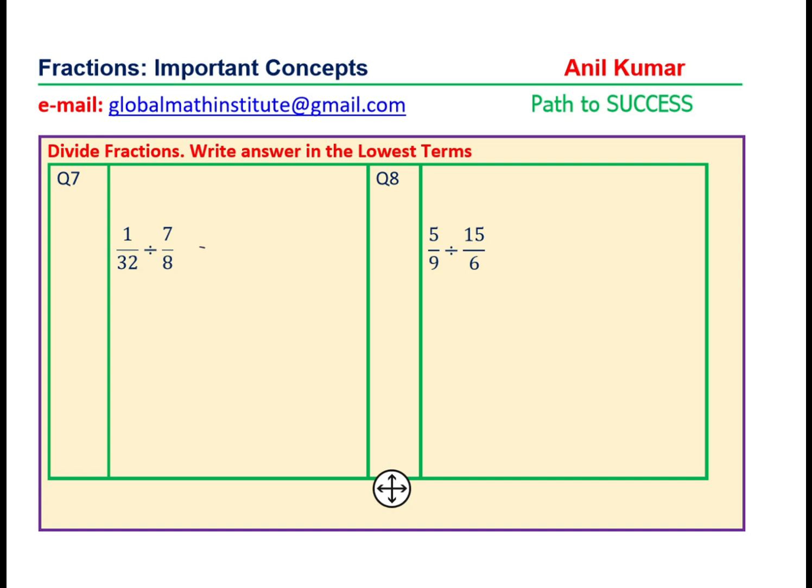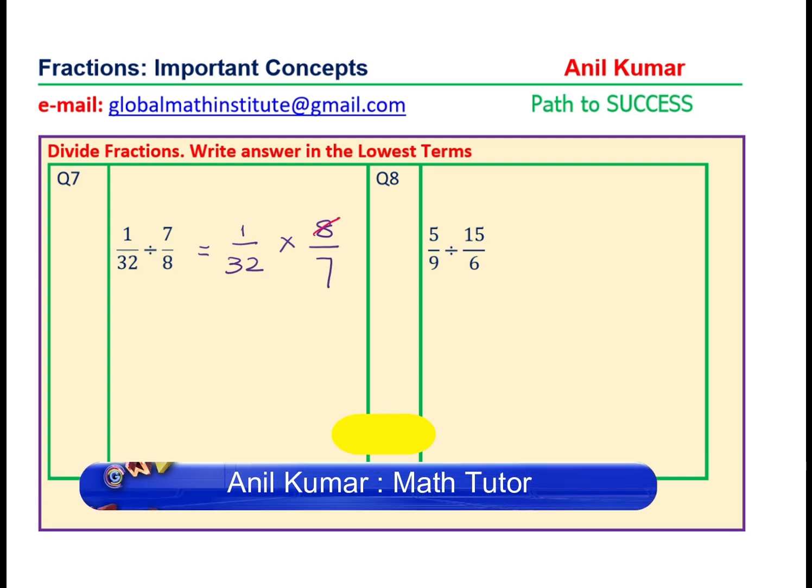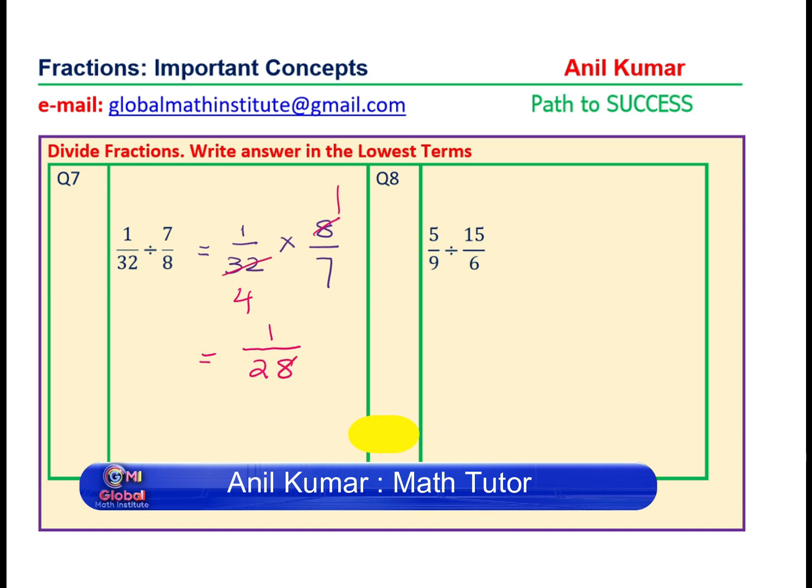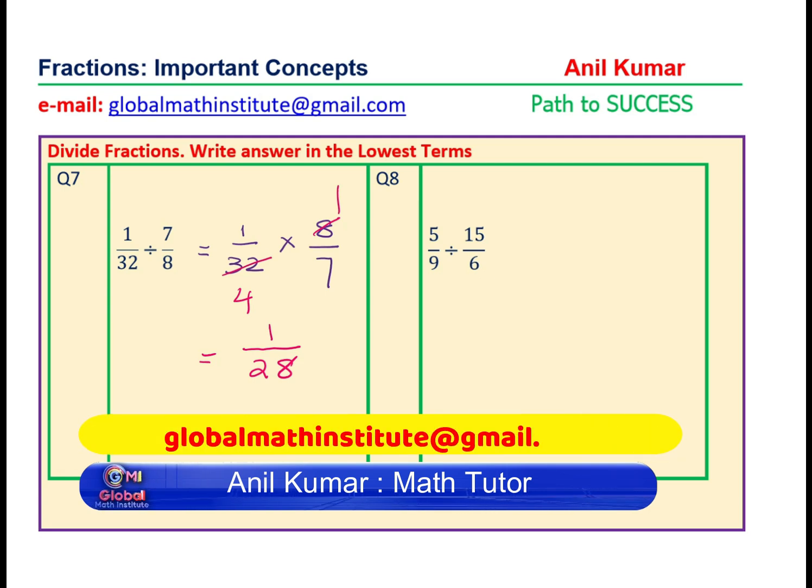Well, simple steps. Write down 1 over 32 as such, multiply with the reciprocal, which is 8 over 7. And now simplify. 8 times 1 and 8 times 4 helps us to simplify. And when we multiply, we get 1 over 4 times 7, which is 28, as our answer. Perfect. Next one is 5 over 9 divided by 15 over 6.